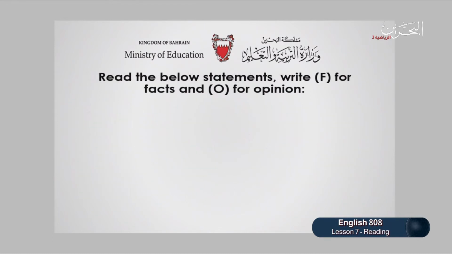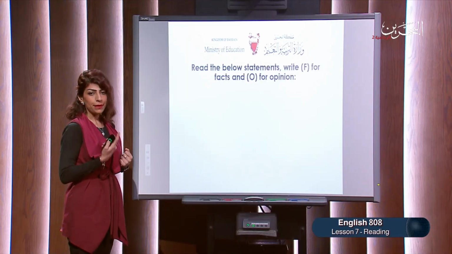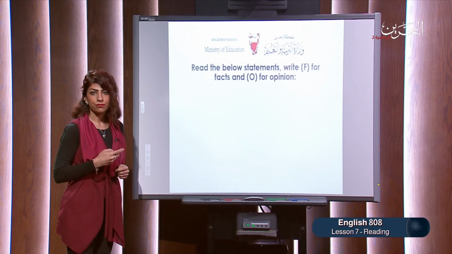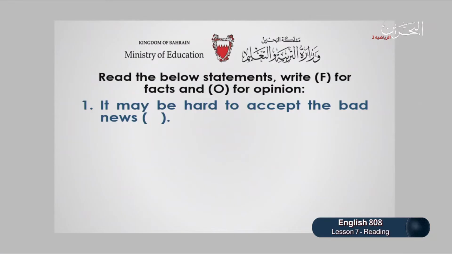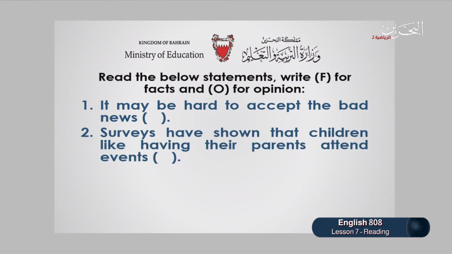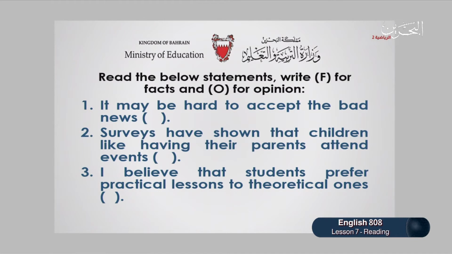Let's do an exercise to emphasize this. Now, read the below statements. You're going to have 3 statements, and I would like you to think whether they are facts or opinion. Pay attention to this. You're going to write F for facts and O for opinion. Number 1. It may be hard to accept the bad news. Number 2. Surveys have shown that children like having their parents attend events. Number 3. I believe that students prefer practical lessons to theoretical ones. I'll give you a minute, think about them, and write either O or F.